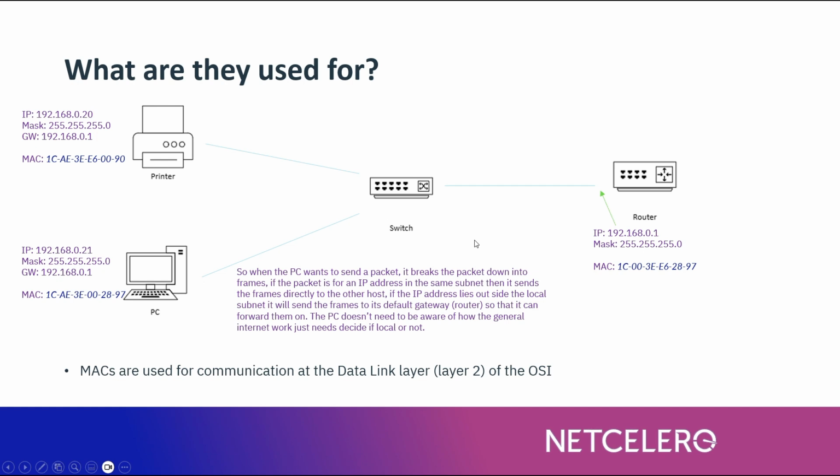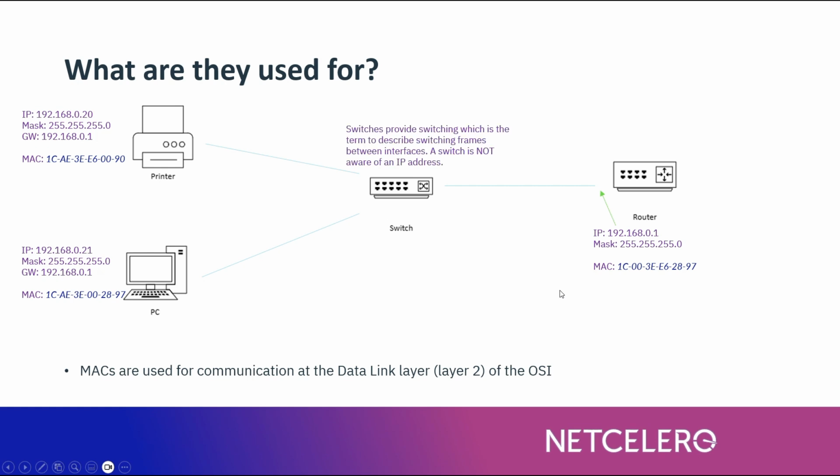So when the PC wants to send a packet, it breaks the packet down into frames. If the packet is for an IP address in the same subnet, so within this network, then it sends the frames directly to the other host. If the IP address lies outside of the local subnet, so it's not within this network, it sends the frames to its default gateway, the router here, so that it can forward them on. The PC doesn't need to be aware of how the general internet works, it just needs to decide if it's local or not.